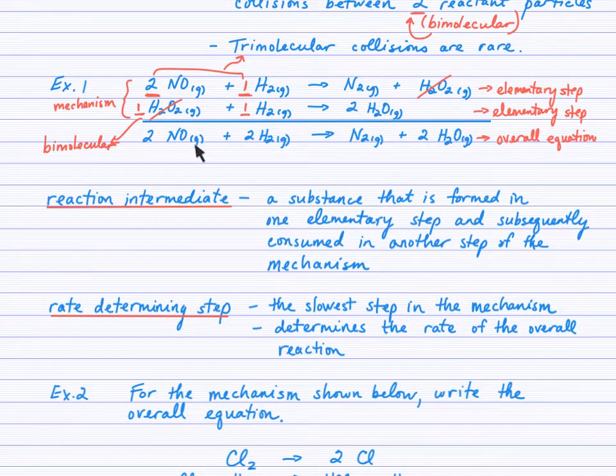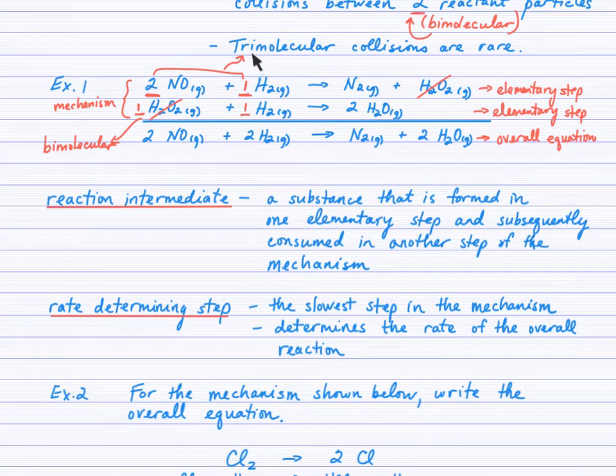And so that summarizes the net effect in the overall reaction. But each of these steps is proposing exactly which particles collide and describing how the reaction proceeds. So you'll notice that H2O2 was produced in one elementary step and then consumed in another. And that's what we call a reaction intermediate, a substance that's formed in one elementary step and subsequently consumed in another step following that one.